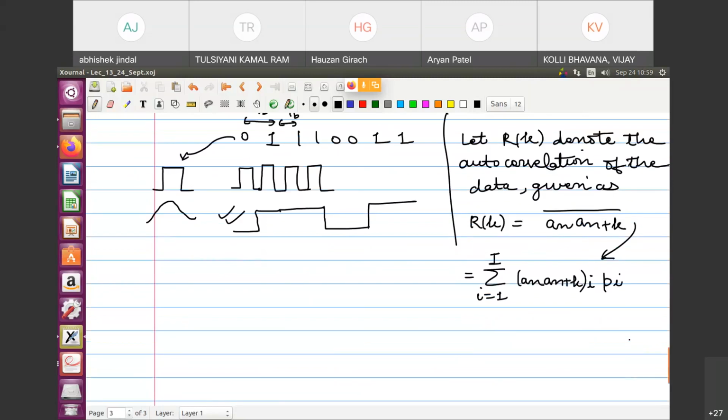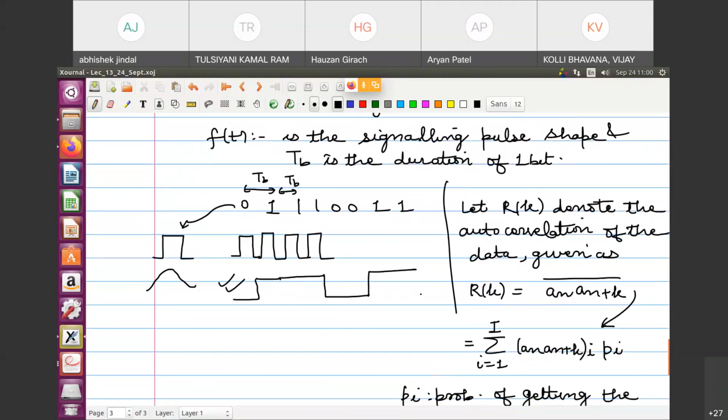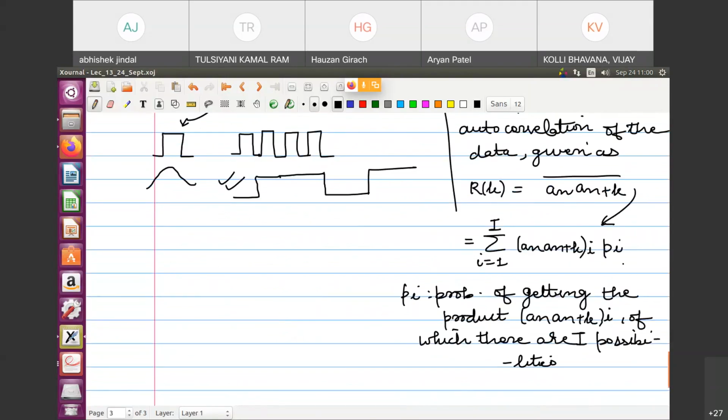Let me tell you. P of i is the probability of getting the product A of n into A of n plus k_i, of which there are I possibilities. So if you remember this formula, then you can derive the power spectral density of any line code. I am not discussing how you arrive at this formula, because until I have discussed some concepts of random processes, it is not good to discuss this. So I am just giving you the formula. You can just apply the formula and get the power spectra. Very simple.